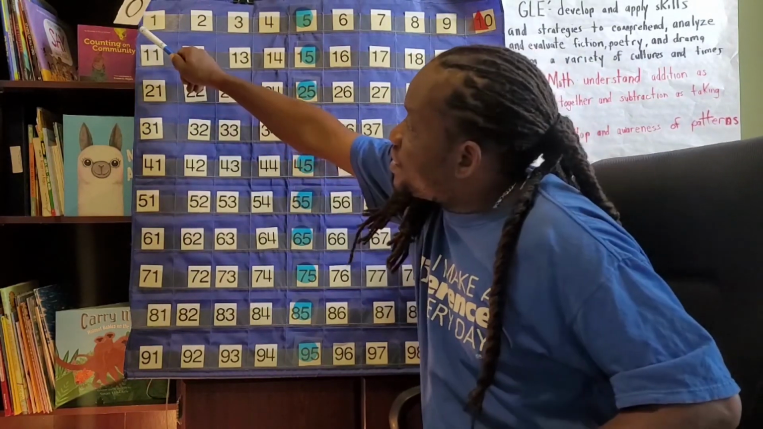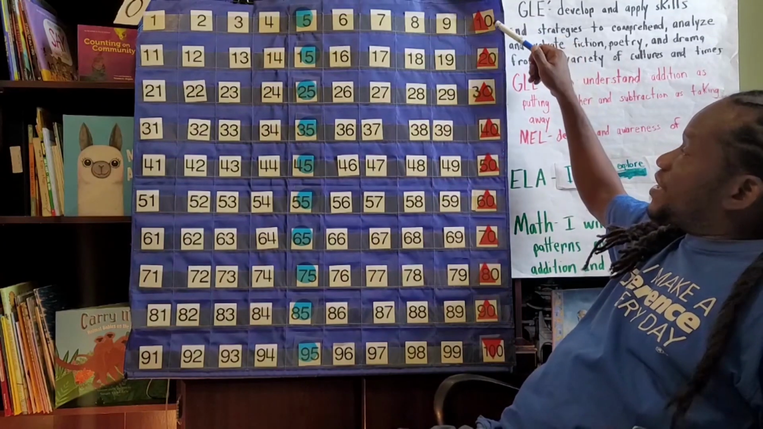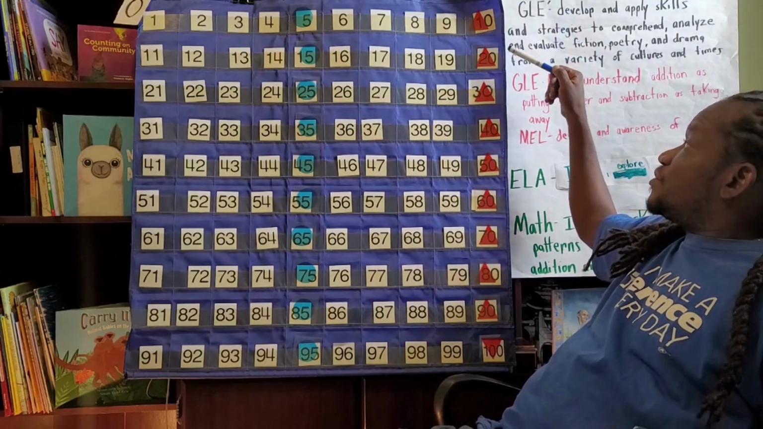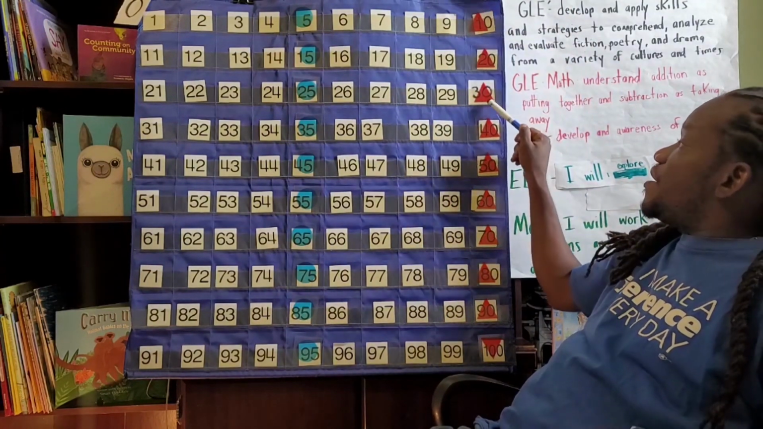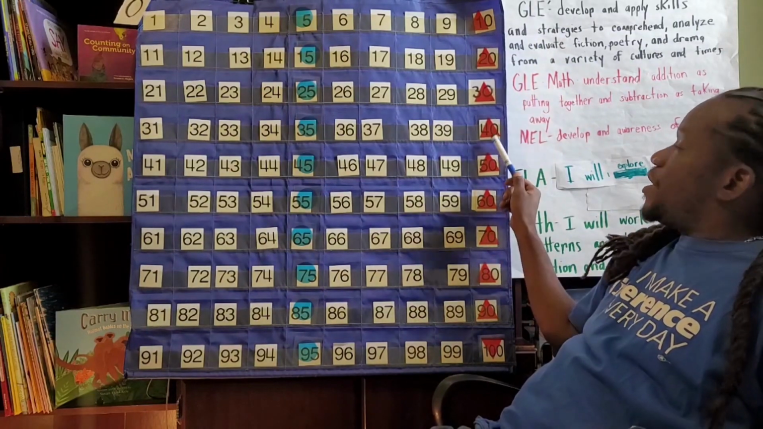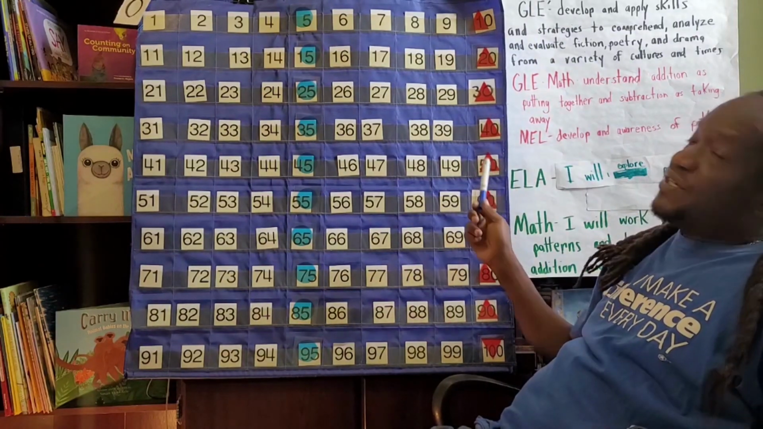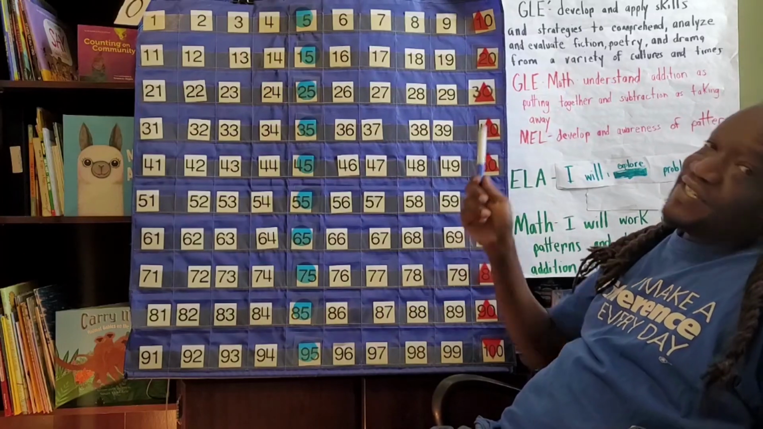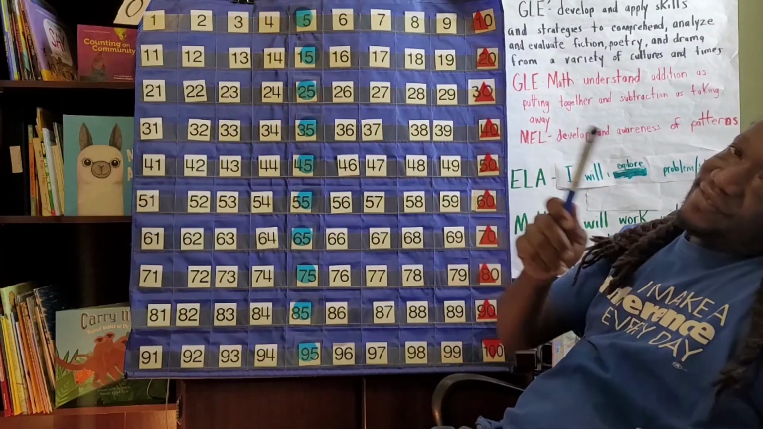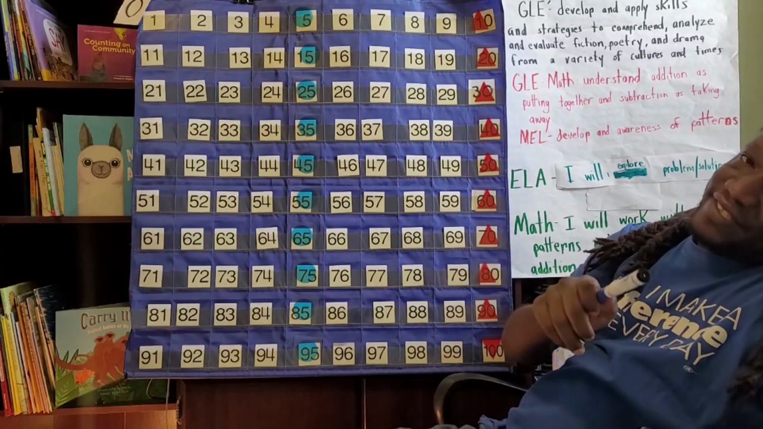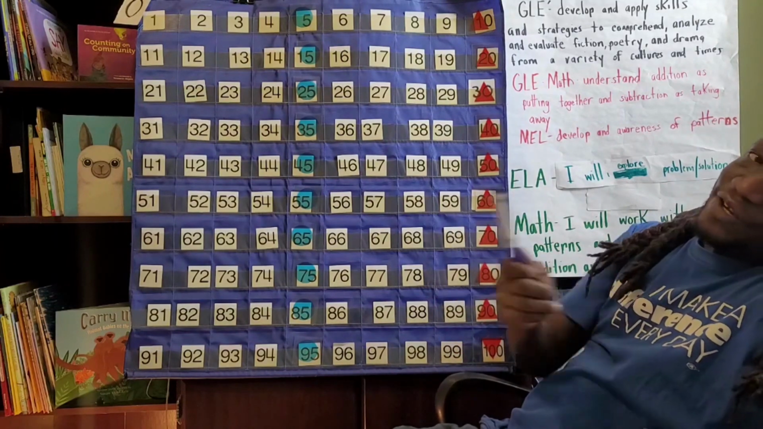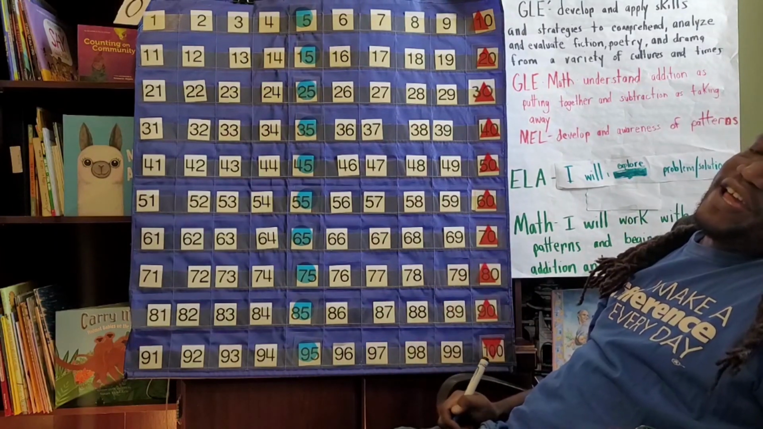You can mimic me. 0, 10, 20, 30, 40, 50, 60, 70, 80, 90, 100. And that's kept counting by 10s, right?